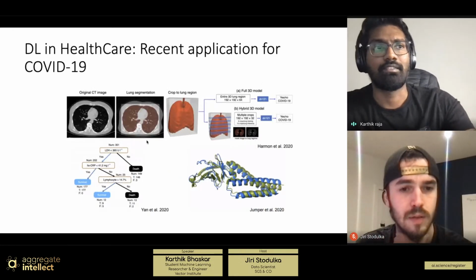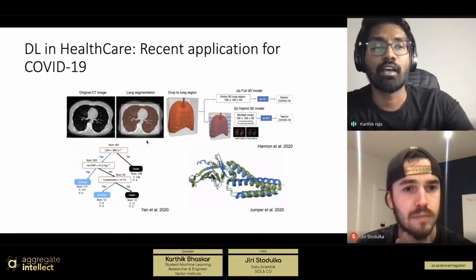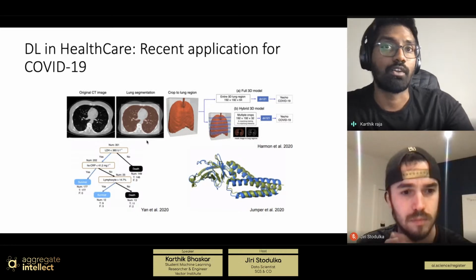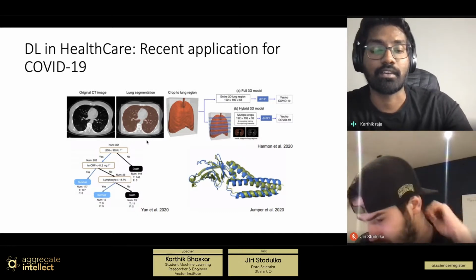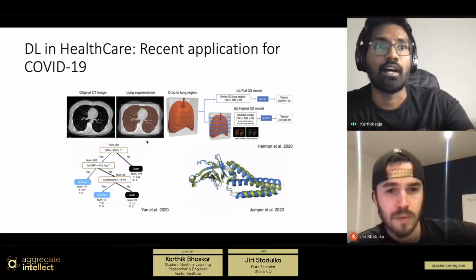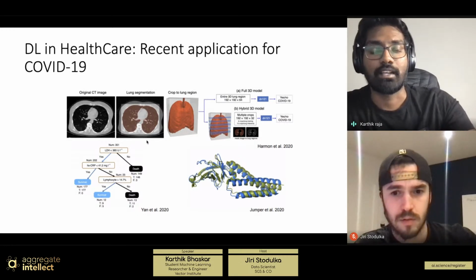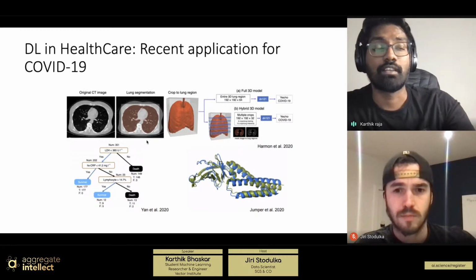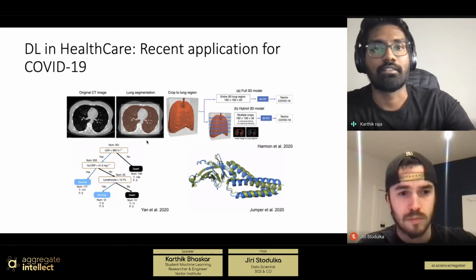Not only that, recently a lot of deep learning has been used in COVID-19. For example, we used CT scans of COVID-19 affected patients to figure out whether a person has COVID or not. Also, we used deep learning to predict COVID-19's RNA structure. And the Yan et al. paper tried to predict whether a patient will survive COVID based on medical conditions. And at the Vector Institute, we developed a deep learning based application for contact tracing. So there are many applications of deep learning in healthcare.